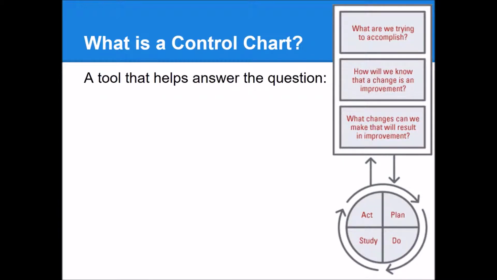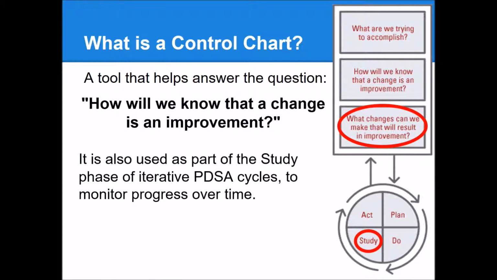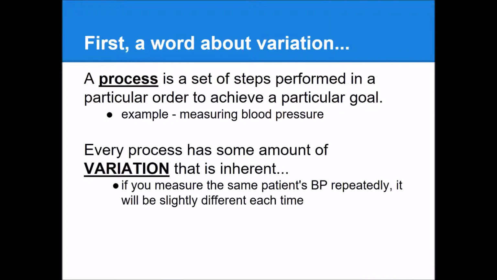A control chart is a tool that helps us answer the question, how will we know that a change is an improvement? It's used in a PDSA cycle as part of the study phase to monitor progress over time. Before we talk about control charts themselves, let's talk about variation.